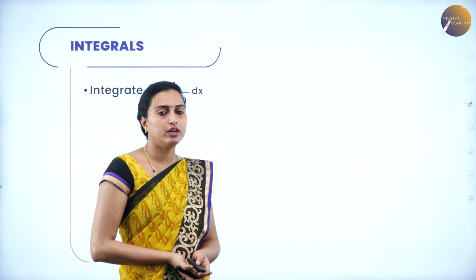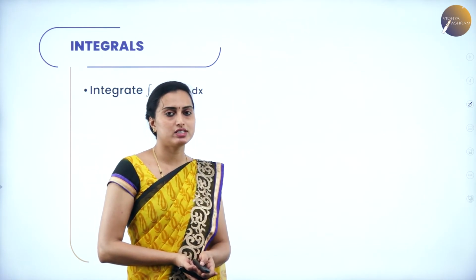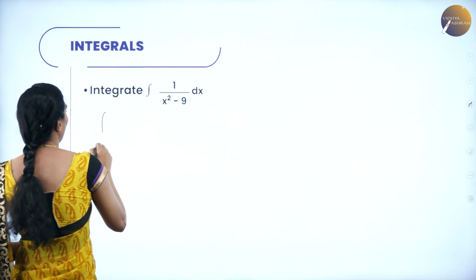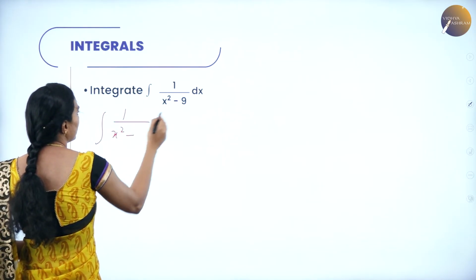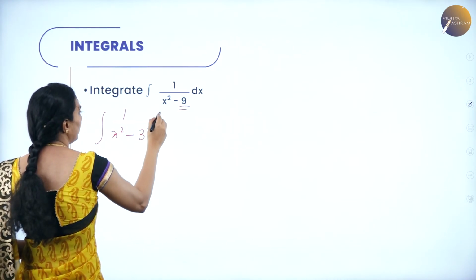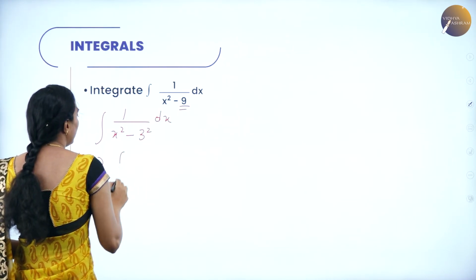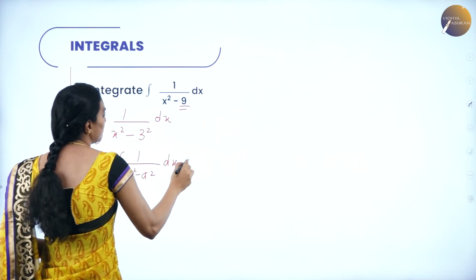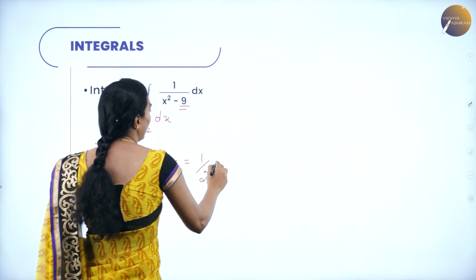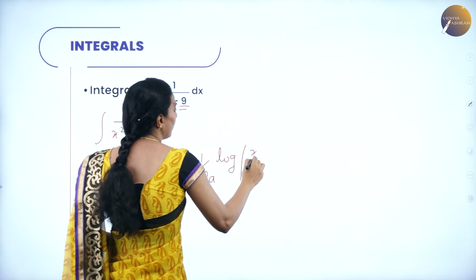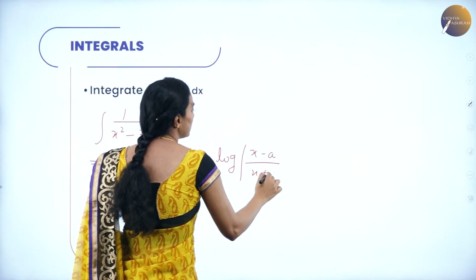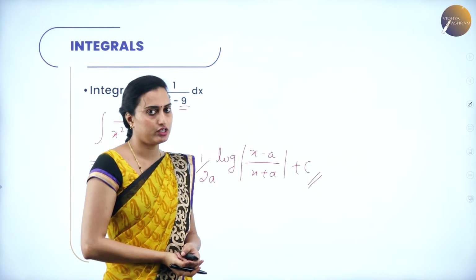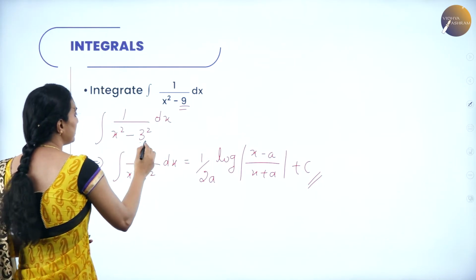Integrate 1 divided by x squared minus 9 into dx. Now here you can think of this one, which is in the form of 1 divided by x squared minus 9, I can write it as 3 squared into dx, which is of the form integral of 1 over x squared minus a squared into dx, which is nothing but 1 divided by 2a into log of modulus of x minus a divided by x plus a plus c. This is of the form of the particular function. So now you can have a replaced here by 3.